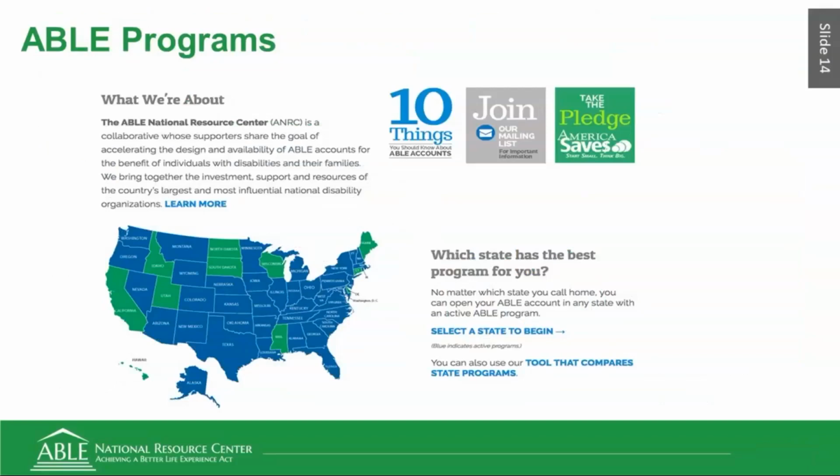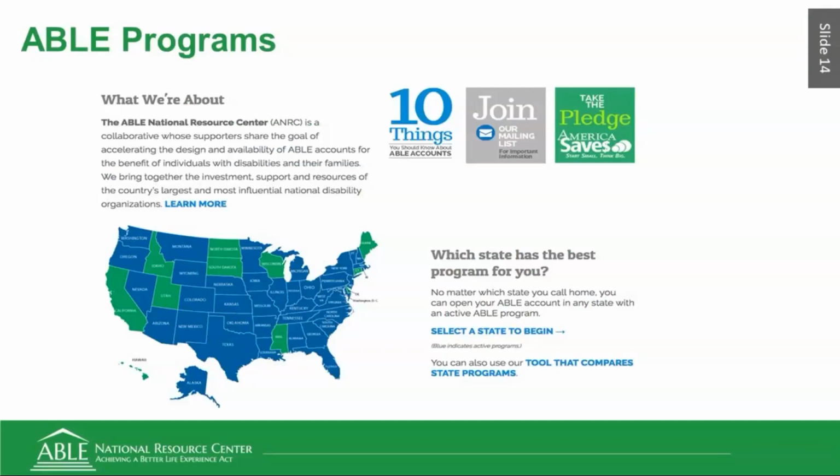So what is the ABLE National Resource Center? Again, we're a collaborative whose supporters share the goal of accelerating the design and availability of ABLE accounts for the benefit of individuals with disabilities and their families. We bring together the investment support and resources of the country's largest and most influential national disability organizations.